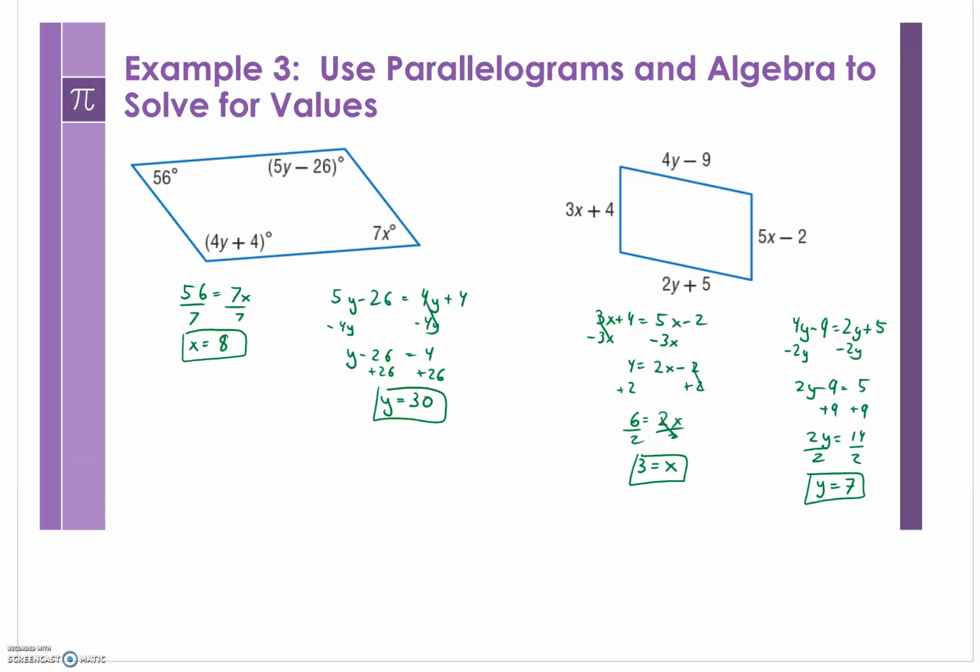All right, in these two examples, I found x to be 8 and y to be 30 in the first one. And that was where opposite angles are congruent. The next problem, we are using our theorem in parallelograms where opposite sides are congruent, then it must be a parallelogram. So if x equals 3 and y equals 7, this figure will be a parallelogram. Moving on to the last two examples.